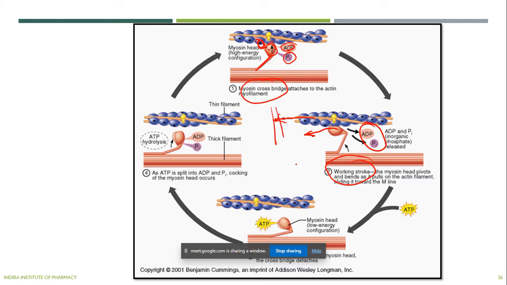Once the power stroke ends, a new ATP molecule will bind to the myosin head at the ATP binding site, and the myosin head which formed the cross bridge will come back to its normal position. Again this ATP will get hydrolyzed into ADP plus phosphate, and this will reorient and re-energize the myosin head, which will again bind to the myosin binding site, and the process will repeat. Okay, so let's see it in GIF format.